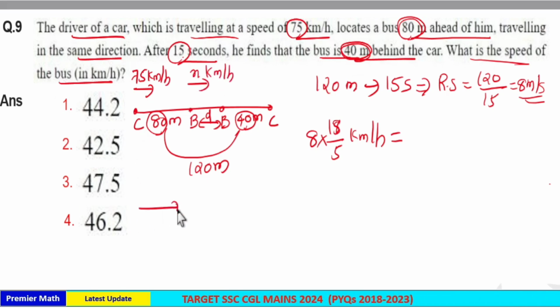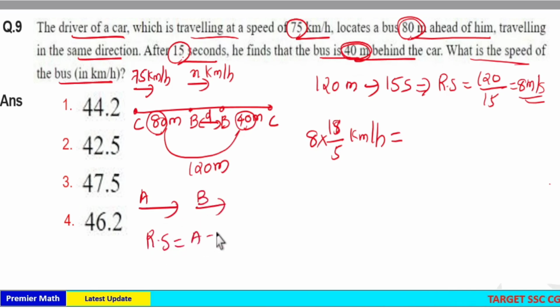Then when two bodies are traveling in same direction with the speed of a and b, then relative speed of these two bodies is equal to a minus b. Same way here 75 minus x is the relative speed of car and bus, because here speed of car is greater than speed of bus. Car covered more distance, so speed of car is greater than speed of bus.